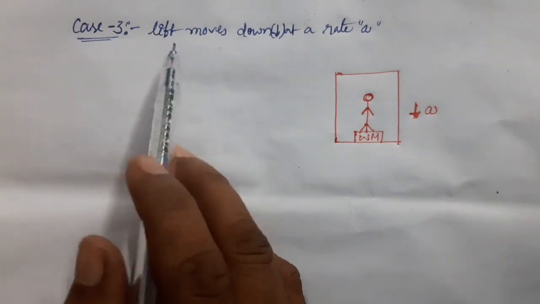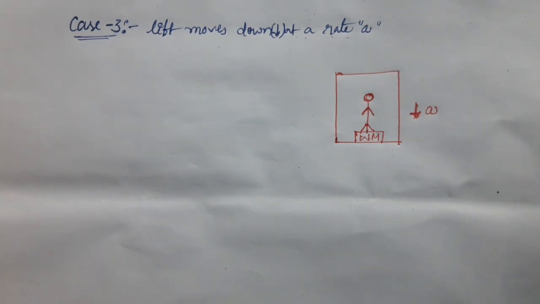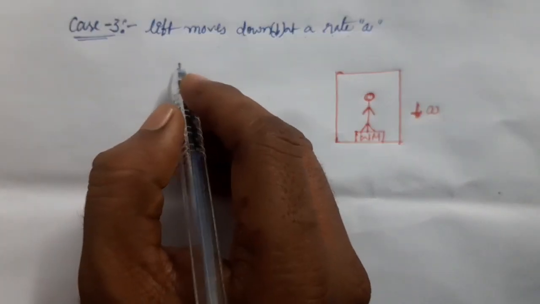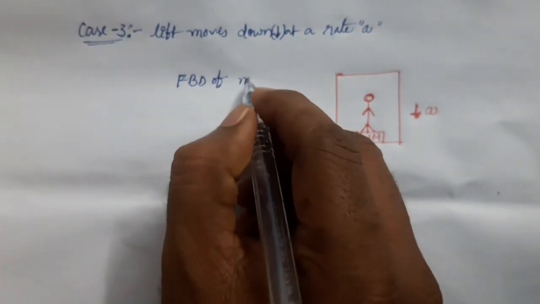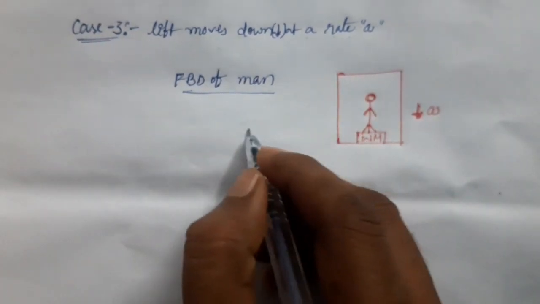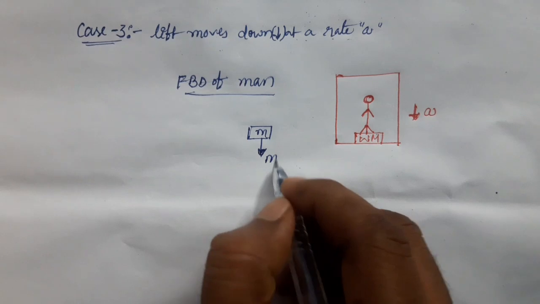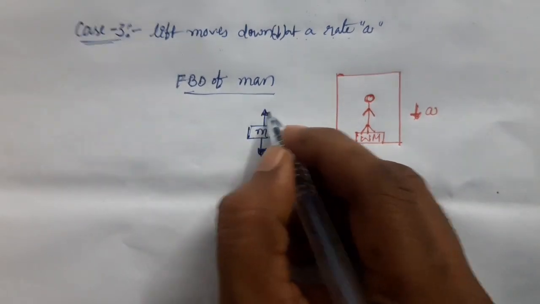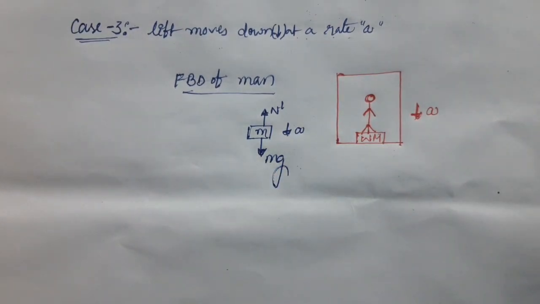See here case 3, students. Lift moves down at a rate a, meaning it is moving downwards with an acceleration a, students. Here also we can calculate the apparent weight, students, which is shown by the weighing machine. First of all, we should draw the FBD of man. So considering the block of mass m, downward mg, students, due to gravity, and upward normal reaction n dash, the block moves downward because of that, a indicates the downward direction, students.